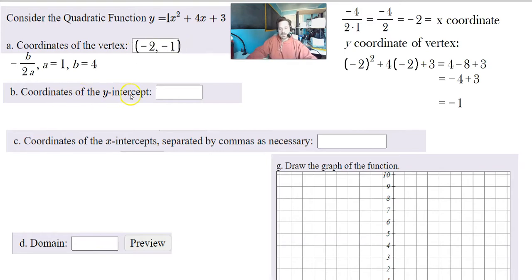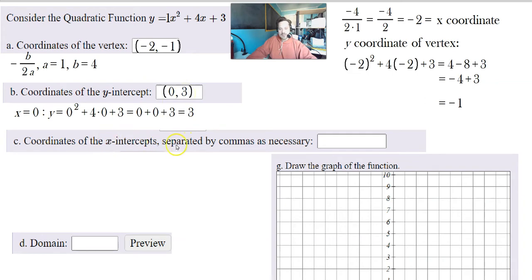Then it says the coordinates of the y-intercept. So to get the coordinates of the y-intercept, just replace x with 0. So in other words, when x has the value 0, that's when you get the y-intercept. So you're going to do the following here. Y is equal to 0 squared plus 4 times 0 plus 3. So it's going to be here basically 0 plus 3, which is 3. So the coordinates then would be the following, 0, comma 3. So x is 0 and the y-coordinate is positive 3.